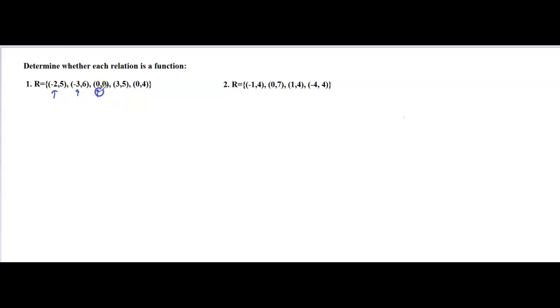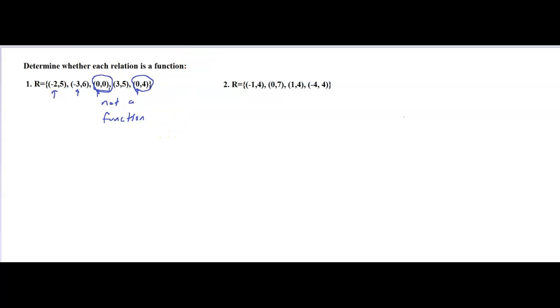We look at 0. Is 0 matched with anything else other than a 0 for its y? Oh, I see a 0 here. This 0 is matched with 4, and this 0 is matched with 0. So we see that that's a violation of what a function is. Every x can only be matched with one y. So because of the 0, 0, 0, 4, this is not a function.